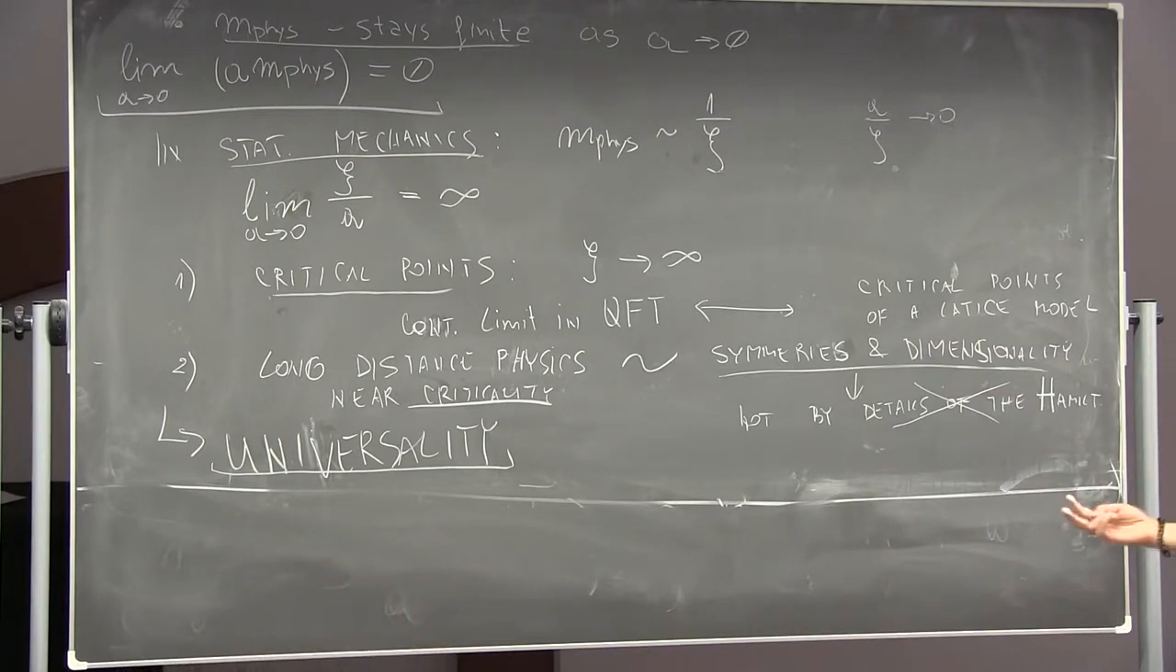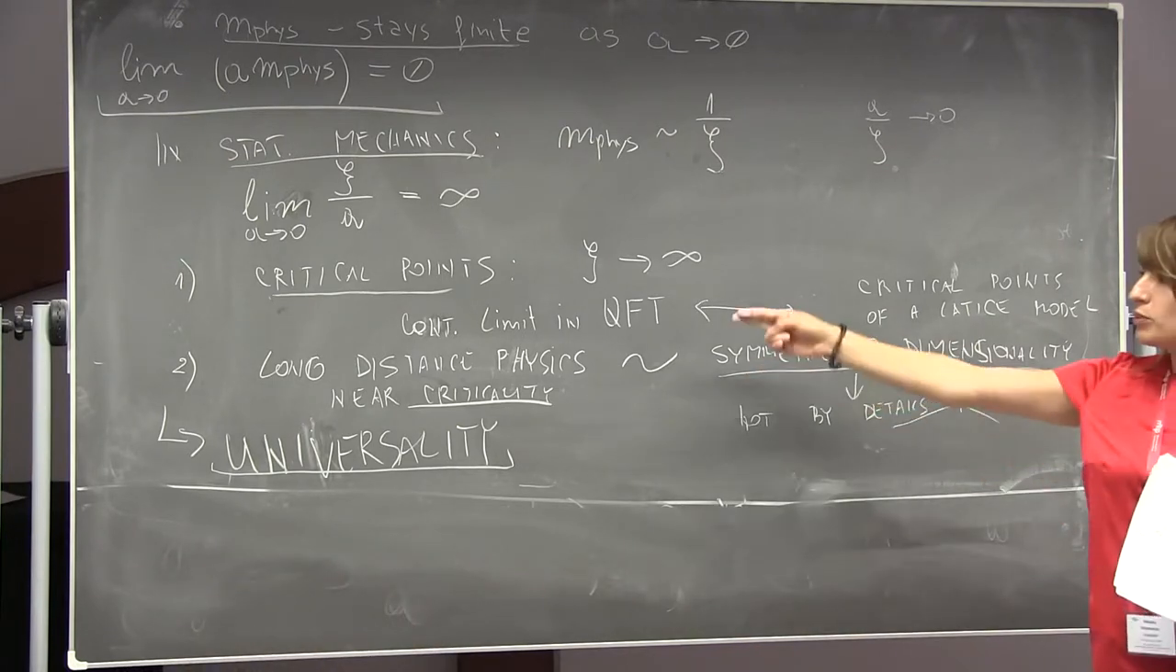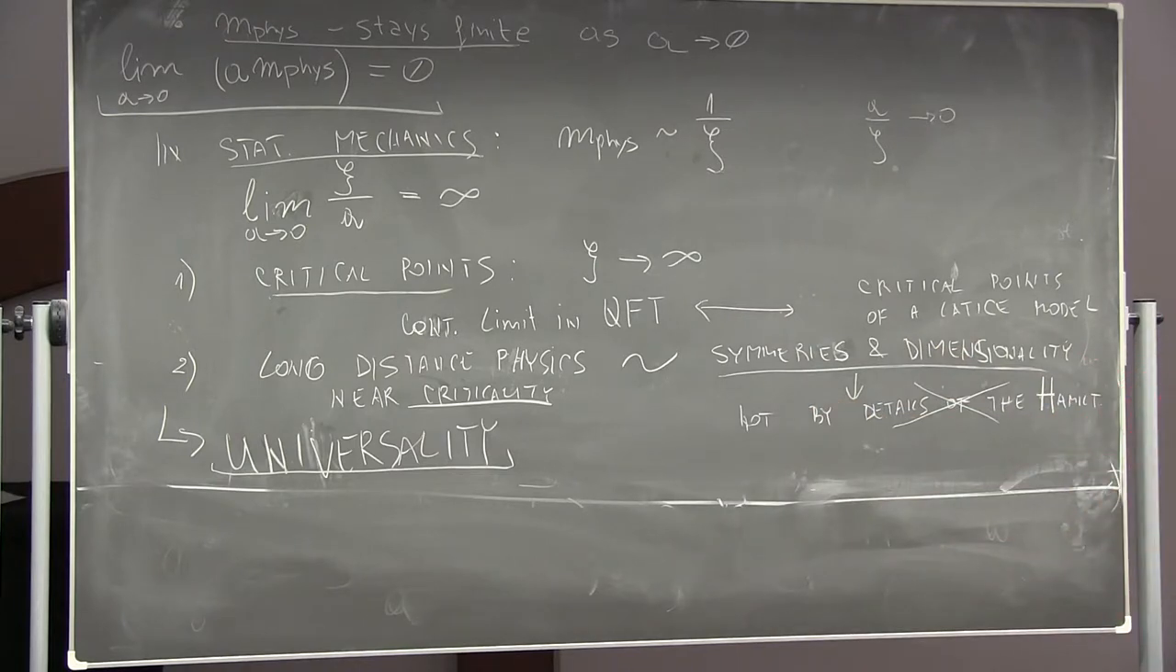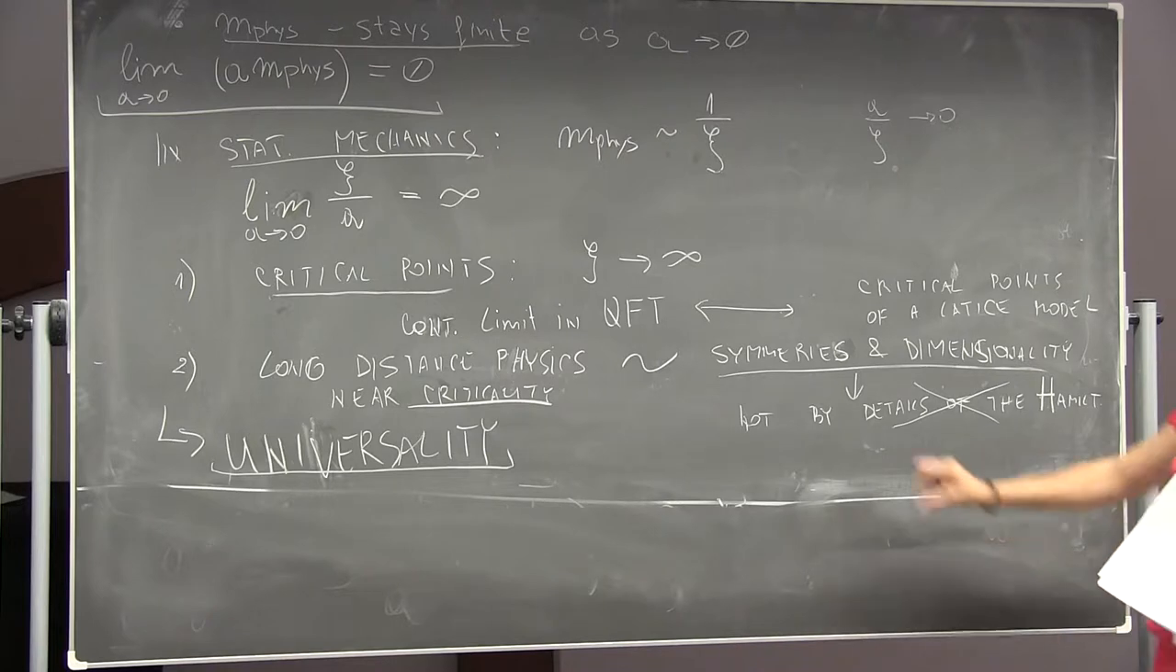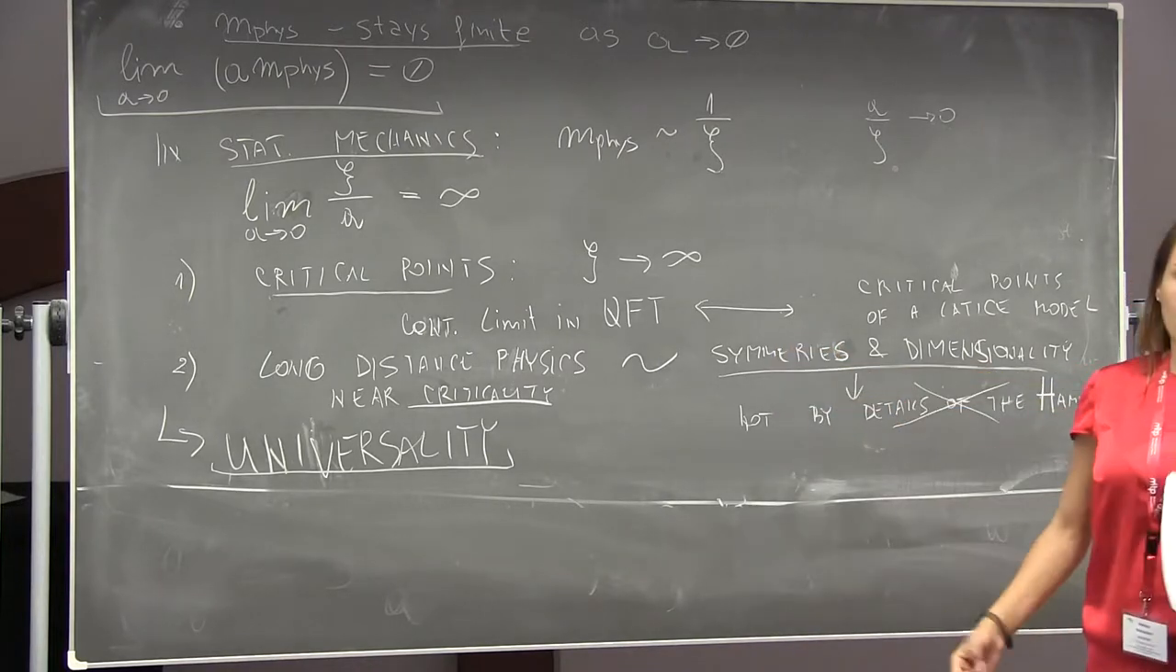So the details of the lattice discretizations, due to this property of universality near criticality, once we are taking the continuum limit, will go away and we will recover the properties of the underlying theory, as long as we haven't violated the basic symmetries of QCD.